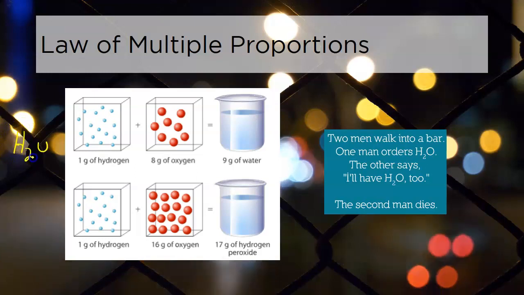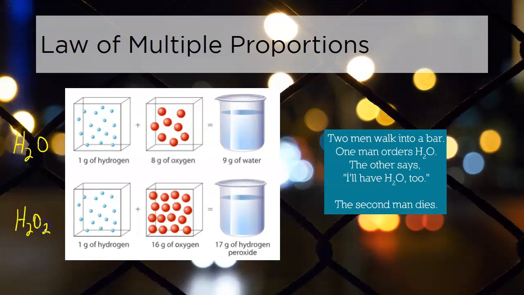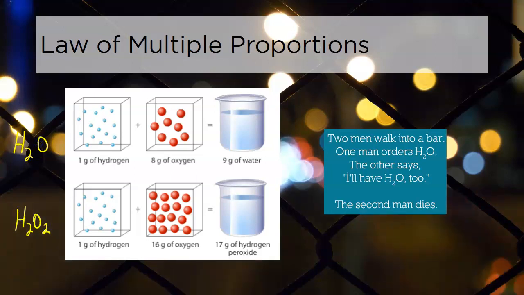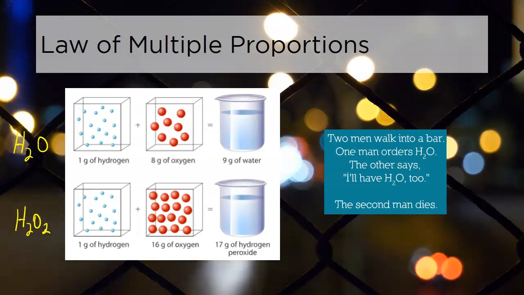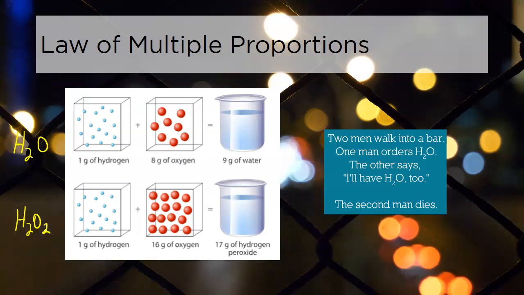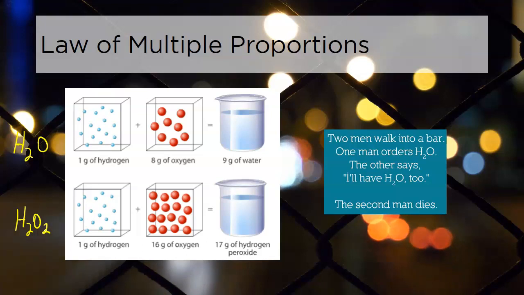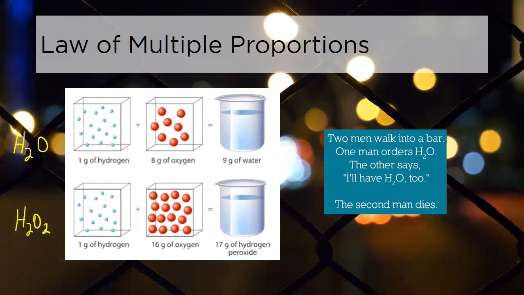Thus, the little joke I have on the side there that we were talking about earlier. But you can see if I have 1 gram of hydrogen with H2O, I'm going to have 8 grams of oxygen to give me 9 grams of water. But with H2O2, I double it. So I have 16 grams of oxygen to give me 17 grams of hydrogen peroxide.